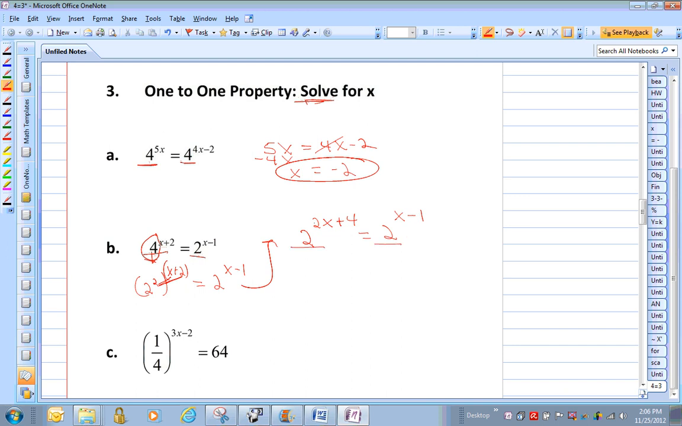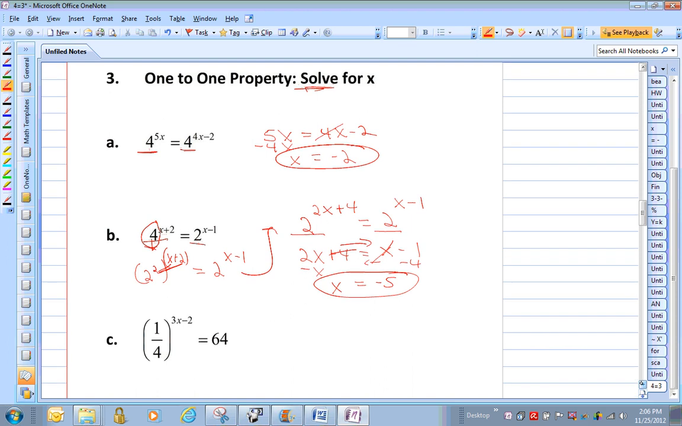Now we are one-to-one, and we could solve the exponents. 2x plus 4 equals x minus 1. I would subtract the x on this side. I would subtract the 4 on this side. And when I do, I would get x is equal to negative 5.